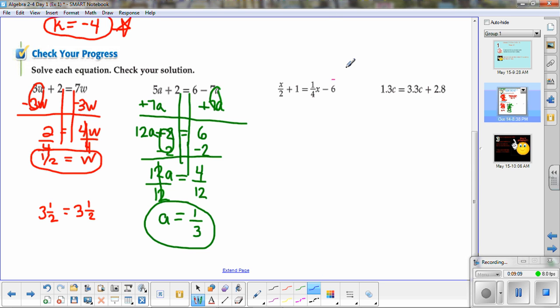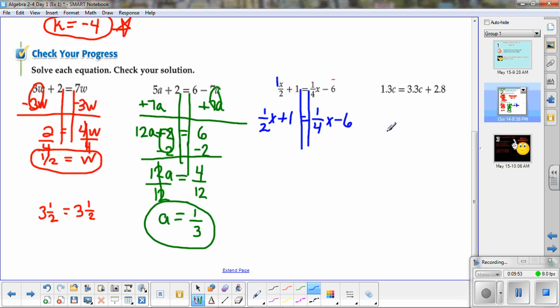All right, this next one has some fractions in it. Go ahead and draw your train tracks. You may want to rewrite this a different way. If there's no number in front of this x, it's really a 1. So another way to write x divided by 2 is 1/2 x plus 1 equals 1/4 x minus 6. That's another way to write this same problem.